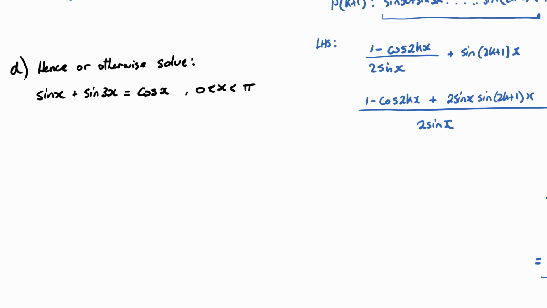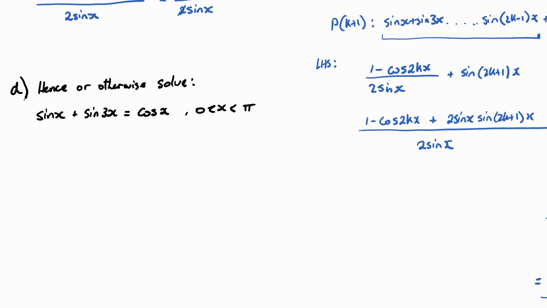Part D says, hence or otherwise, solve the equation sine x plus sine 3x equals cos x between the interval of 0 and pi. So staying with sine x plus sine 3x, using our equation from part C, we can see that n must be 2, because it would go all the way up to sine of 2 times 2 minus 1, which is sine 3x, which we have here.